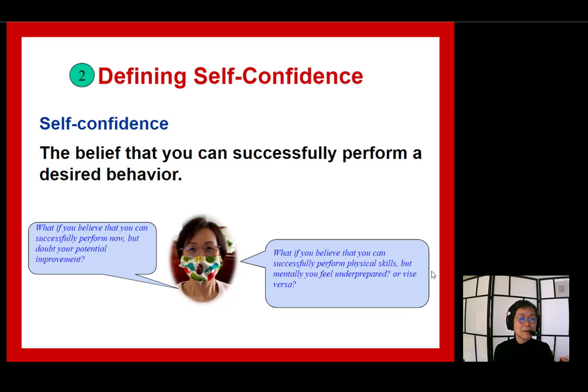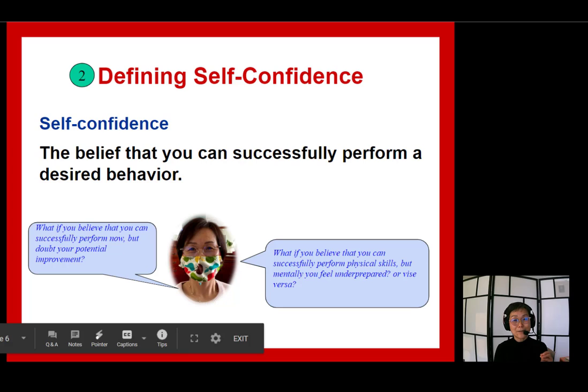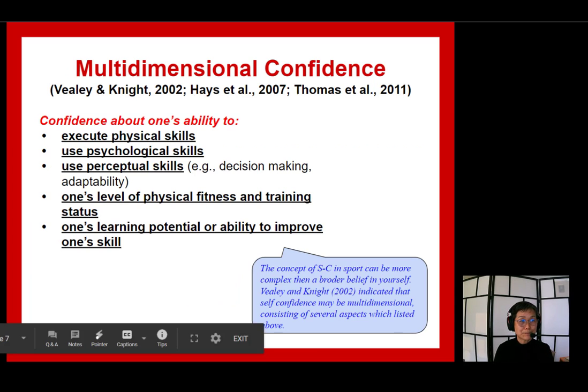Here I'm getting to another question. What if you believe you can do it physically? Yeah, I can do it physically today, but mentally I'm so dreadful, tired, and fatigued. Or it could be the other way around. Mentally, you're just determined to do it, but your body is not matching your mental strength. It cannot be just unidimensional, particularly self-confidence in physical activity settings and sports settings.